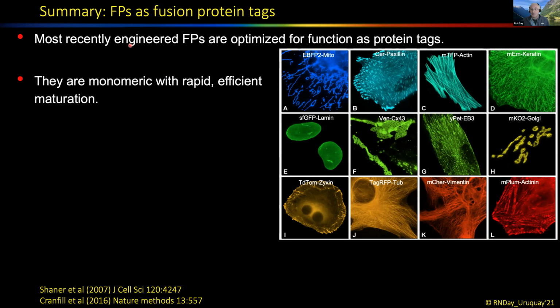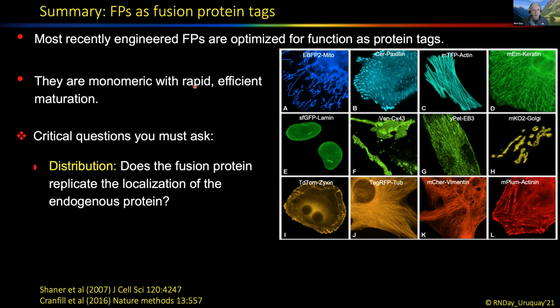So I wanted to finish this section simply by hitting on a couple of key points. There's a reason why investigators have spent a lot of time optimizing these FPs. And so they're optimized for function as protein tags. So if you can at all use the most recent of the FPs, it's wise to do so. They've been engineered to be monomeric. They have rapid and efficient maturation.